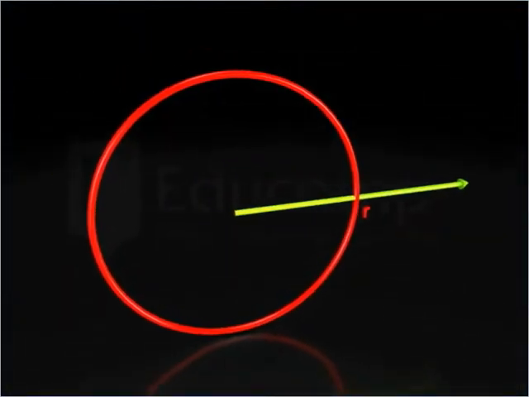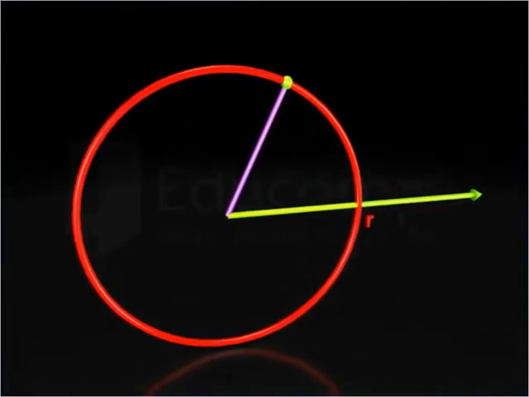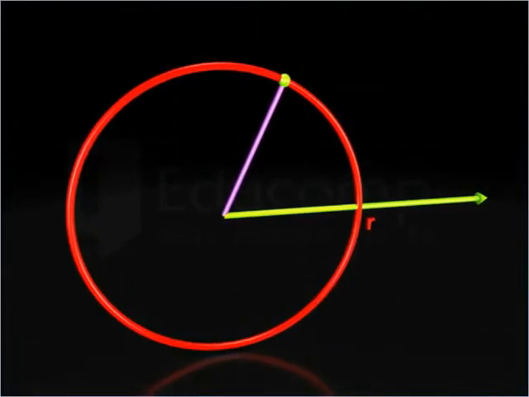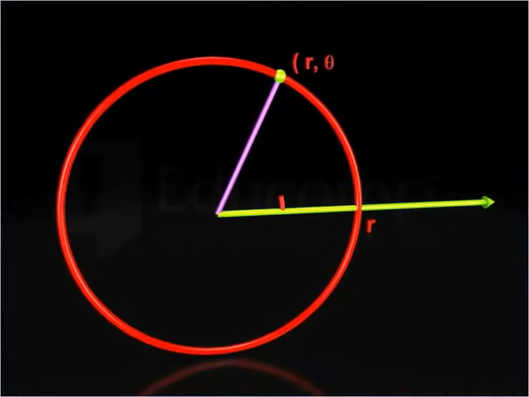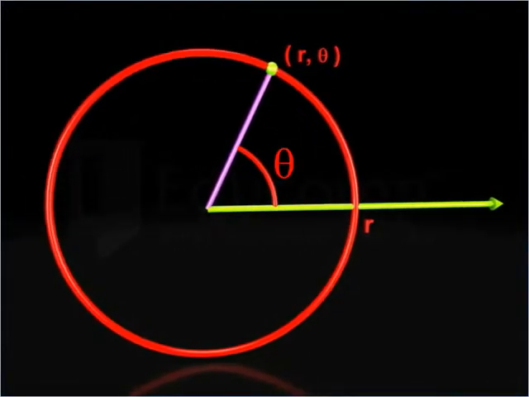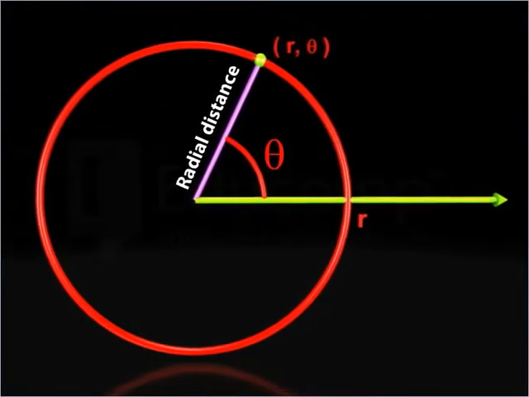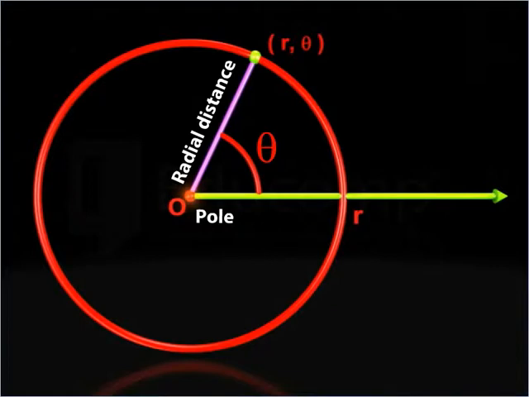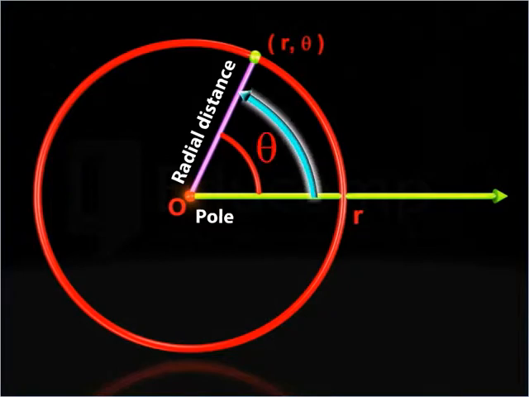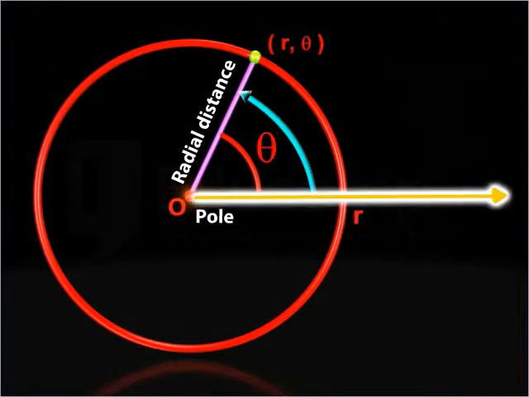It is a two-dimensional coordinate system in which each point on a plane is determined by the radial distance r and an angle theta. The radial distance denotes the point's distance from a fixed point called pole, which is known as origin in the Cartesian plane. The angular coordinate denotes the angle swept in the anti-clockwise direction from the initial line known as the positive x-axis in the Cartesian plane.